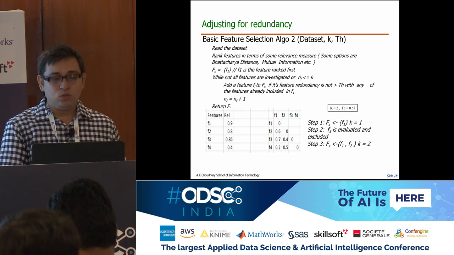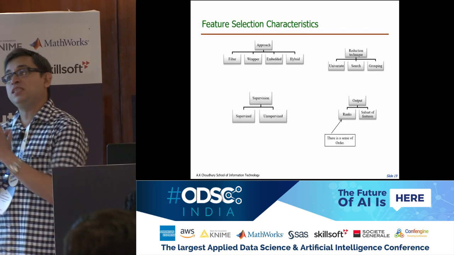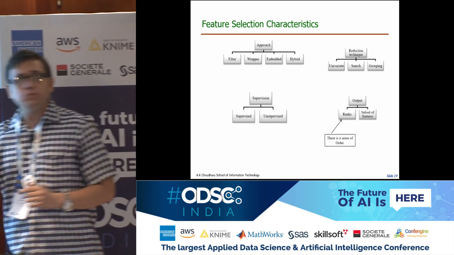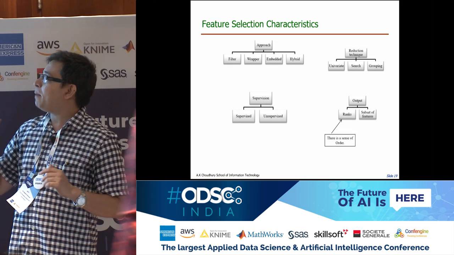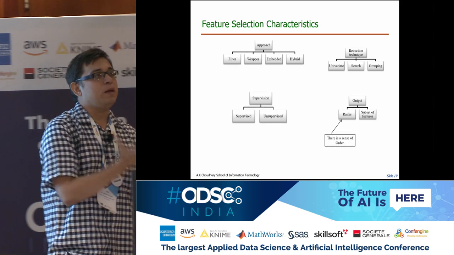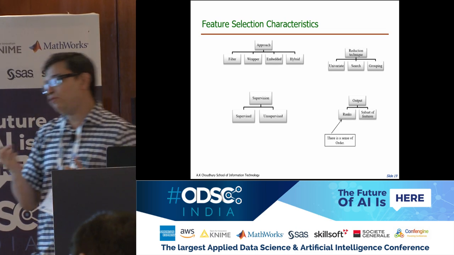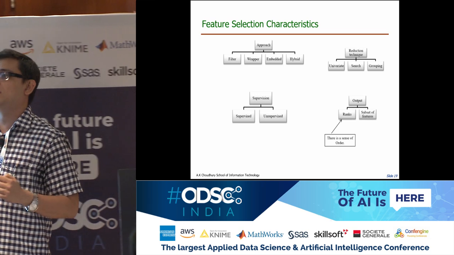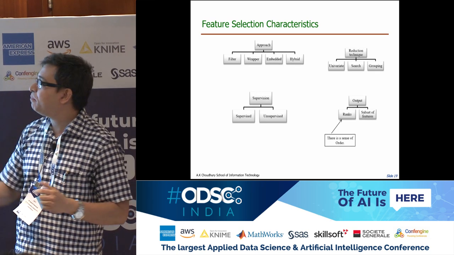Now it's time to understand in more detail about the feature selection family. In terms of approach, it can be thought of as a filter approach, wrapper approach, embedded approach, and a hybrid approach. So what is a filter approach? Filter approach actually evaluates some kind of statistical property of the feature subset. Okay, so we'll see an example of that.